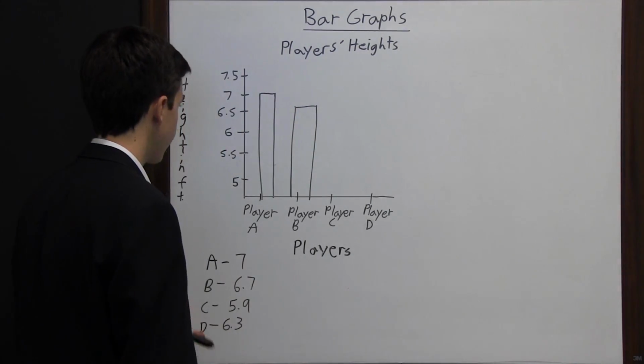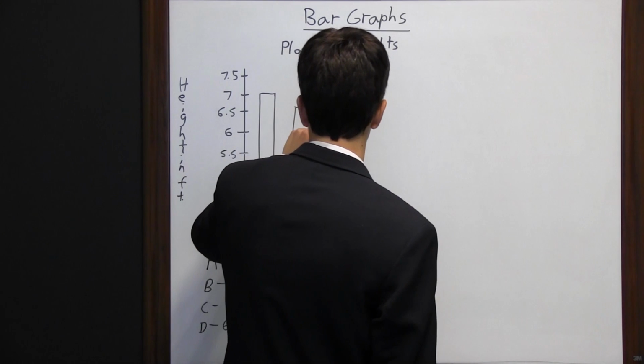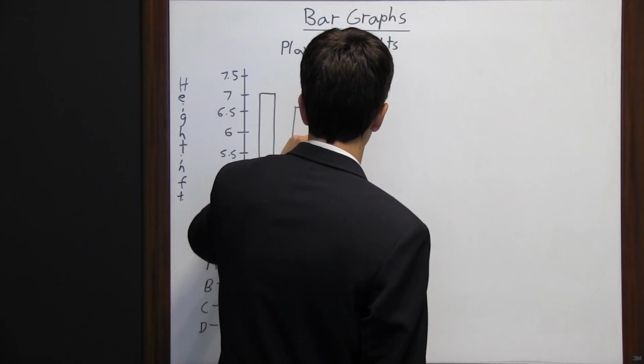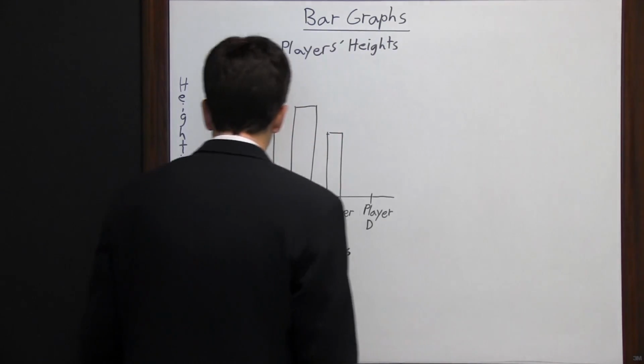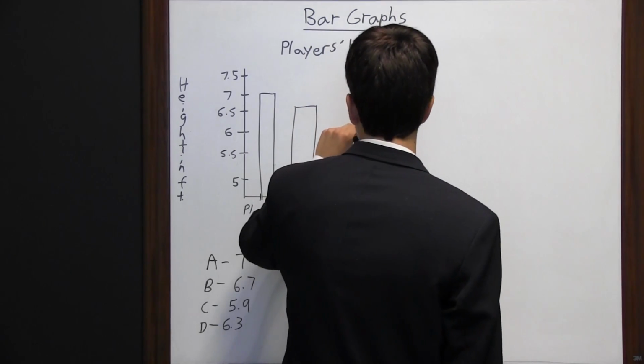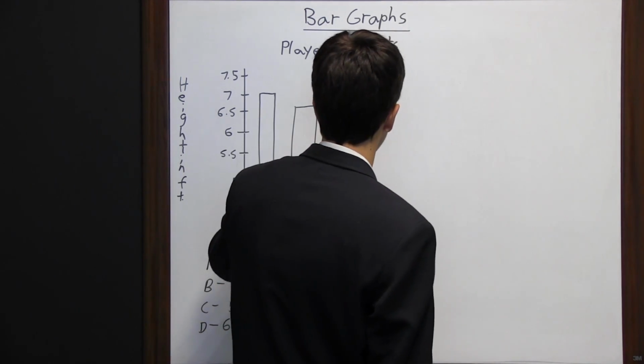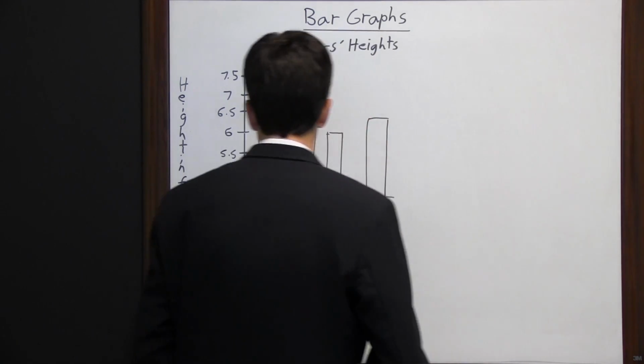Then player C is 5.9 feet. Again, that's not specifically on here, but we're going to go just below the 6 foot mark. Come down, have our third bar. Then our fourth and final player, player D, is 6.3 feet. So we're going to go a little over halfway between 6 and 6.5 and get right there.